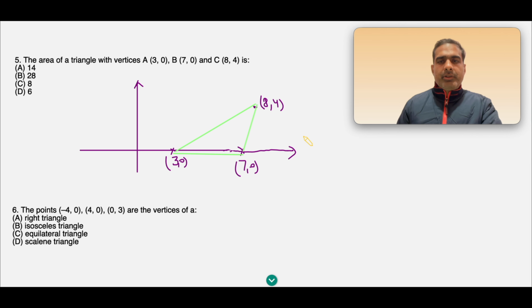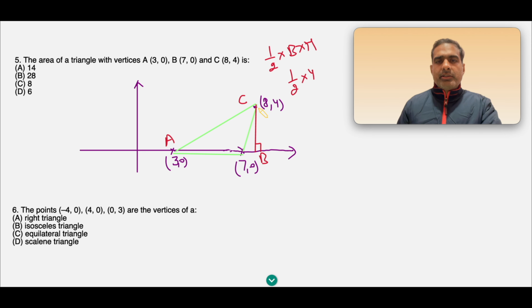If we use our basic formula for finding the area of a triangle, that is half into base into height. Now, how long is its base? Suppose I name the vertices A, B and C. If I take AB as the base, the length of AB is from 3 to 7, that is 4 units. To find the area, I need the height from this vertex to here, so the length of this will be the height of this triangle.